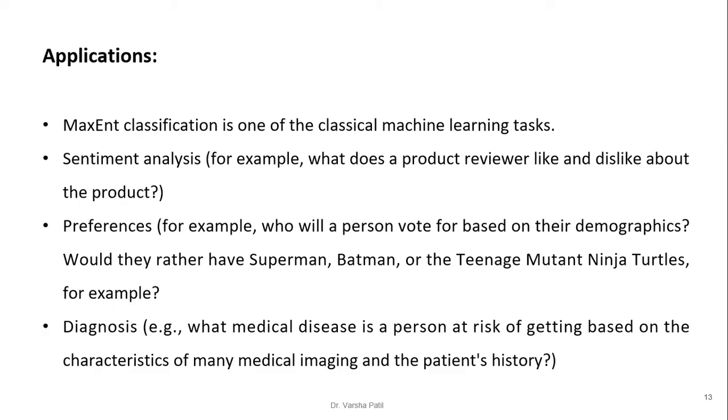Now we will first see the applications where maximum entropy is used. It is one of the classical machine learning tasks. Sentiment analysis, for example, product reviewers' likes and dislikes about the product. Preferences, for example, who a person will vote for based on demographics, would they rather have Superman, Batman, or whatever; that is an example of demographic classification. Then next is diagnosis. All those applications come under the category of maximum entropy.